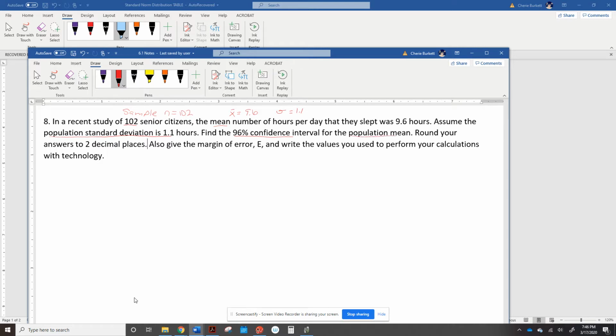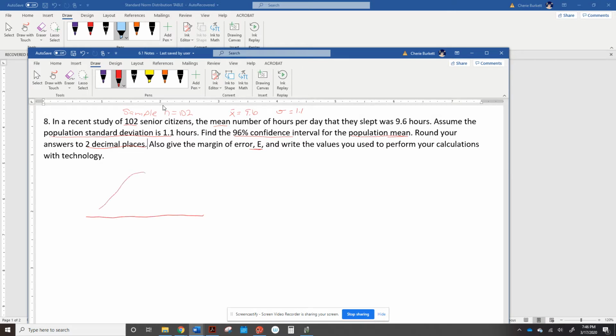This is what they want me to predict. Remember, a confidence interval is wanting me to predict something about the population, and it usually is the mean. Round your answers. There's the rounding rule to 2 decimal places. Also give the margin of error. So we have to calculate the margin of error and write the values you use to perform your calculations with technology. So this right here, especially if you're using StatCrunch, you've got those written down, but I'll demonstrate what I mean for you in just a second.